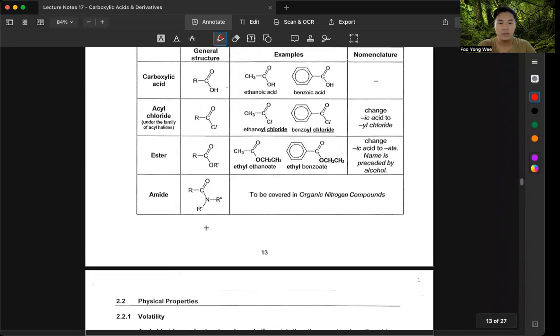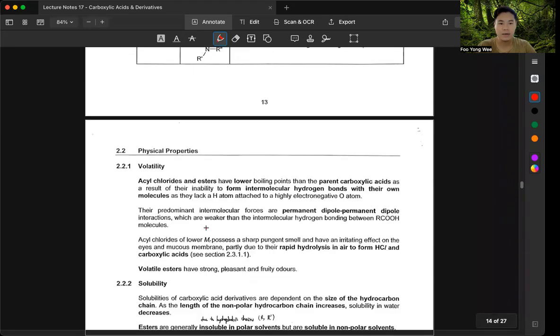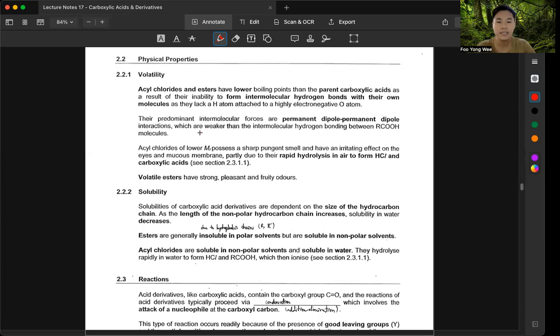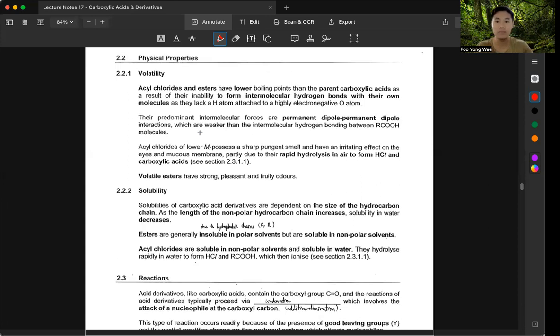So in this page, we will focus on acyl chloride. What are they? What are their physical properties? What are their reactions? And that's it for this part. So acyl chloride as well as ester actually have lower boiling point compared to their parent carboxylic acid. That is because they do not form intermolecular hydrogen bonds due to the lack of a hydrogen atom attached to the O atom, compared to your carboxylic acid.